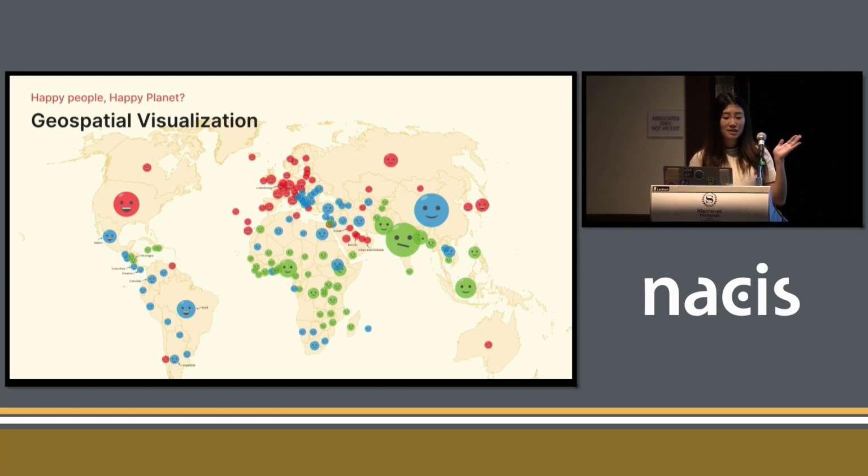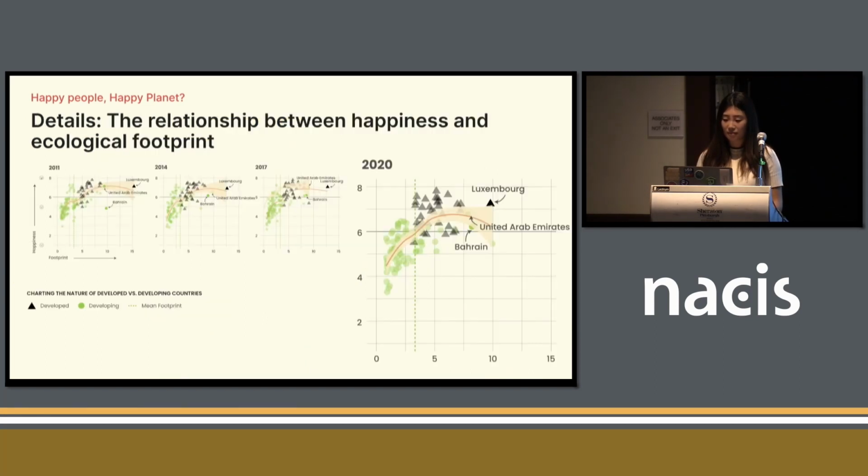And from here, you can see a couple of trends really jump out. European countries mostly fit into the high happiness and high footprint category. African countries align with the low happiness and low footprint category. The Asian countries, for now, are in a very mixed situation.